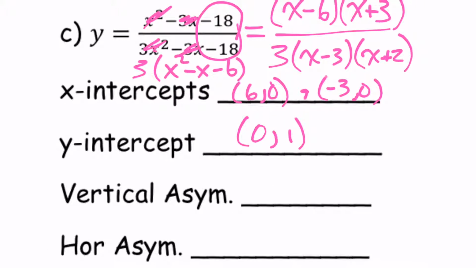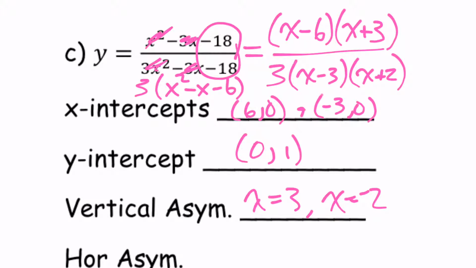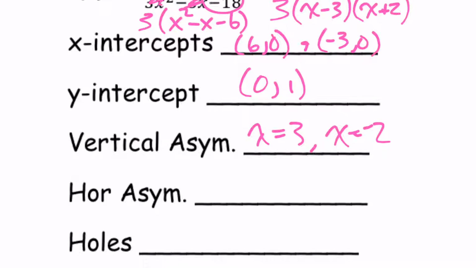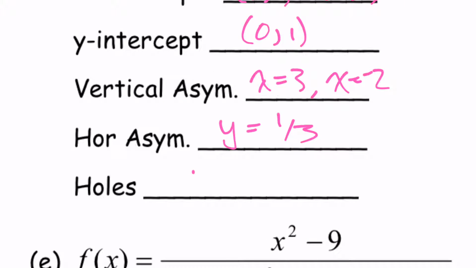That's nice. Vertical asymptotes will occur at positive 3, so x equals 3, and at negative 2, so x equals negative 2. Horizontal asymptote, since the degrees are the same, it will go to the coefficient. The coefficient being 1 over 3. So y equals 1 over 3. Do we have any holes? No, we do not. So let's just say not applicable.